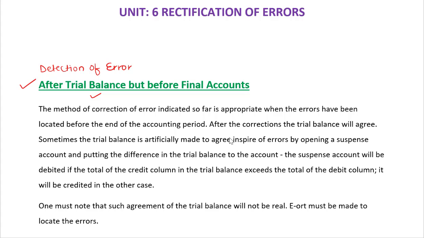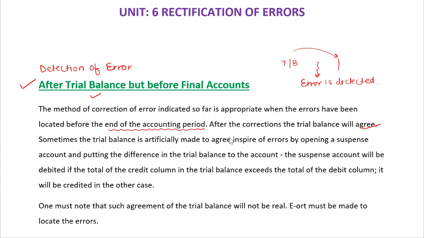The method of correction of error indicated so far is prepared when the errors have been located before the end of the accounting period. That means, in the same year we had prepared the trial balance, but the year end has not come. Before the year end, we had detected the error somewhere here. After the corrections in the trial balance, it will agree obviously.